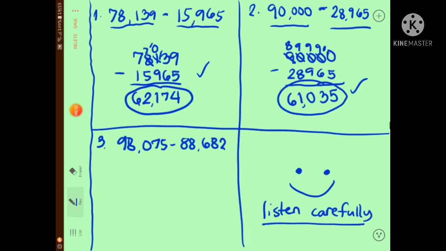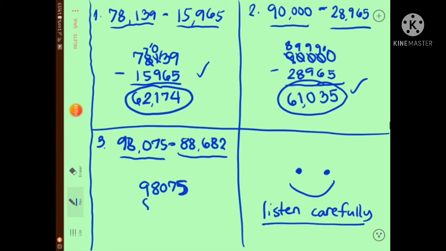Okay, last number. Let us read first. We have 98,075 minus 88,682. Okay, we will line up them first. So put here 98,075.